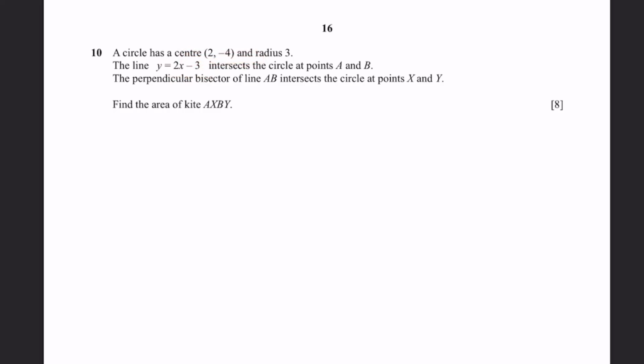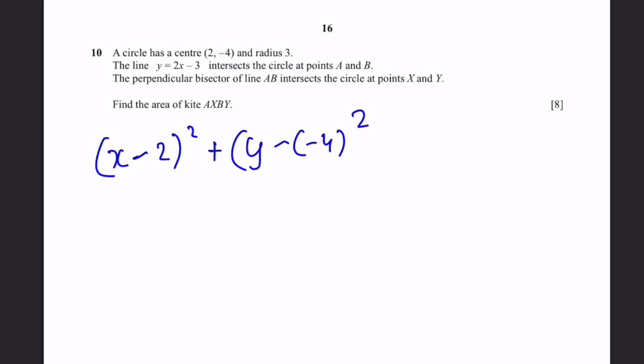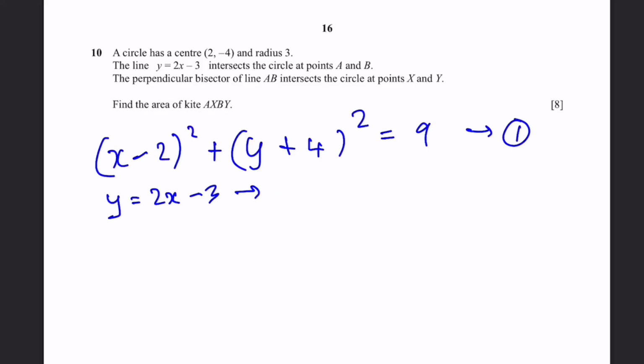First, we need to find the equation of this circle. So we have the center and we have the radius. So we know that the circle will have the equation of (x minus the x coordinate of the center) whole squared plus (y minus the y coordinate of the center) whole squared is equal to the radius squared. So this can be written as (x minus 2) squared plus (y plus 4) whole squared, and that's just 9. This is our equation 1 for a circle. And now y equals 2x minus 3 is our second equation, which is the line equation.